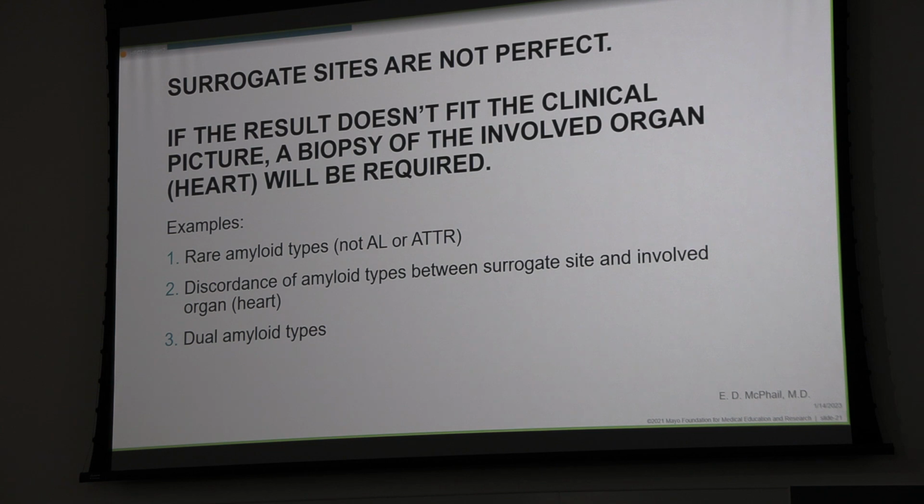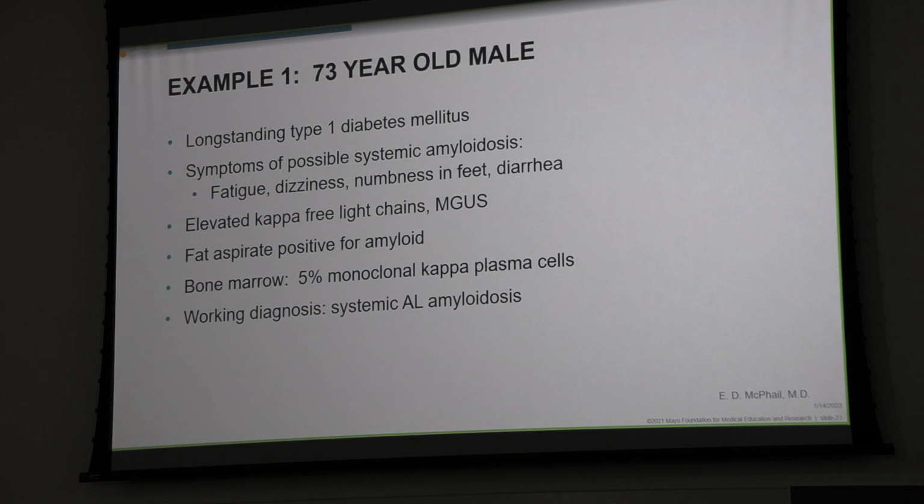The second problem is discordance. I'll show an example of that. So here's a case, 73-year-old man, had a long-standing type 1 diabetes history. He had symptoms that sounded good for systemic amyloid. He did have an MGUS, a kappa-free light chains, and a kappa MGUS. He had a fat aspirate, which was positive for amyloid. His bone marrow had 5% monoclonal kappa plasma cells. So at that point, the working diagnosis was systemic AL amyloidosis, quite understandably.